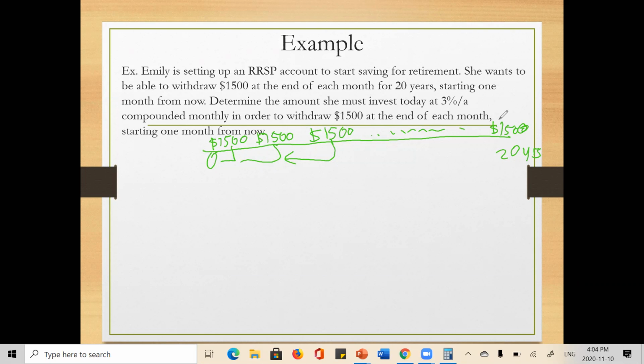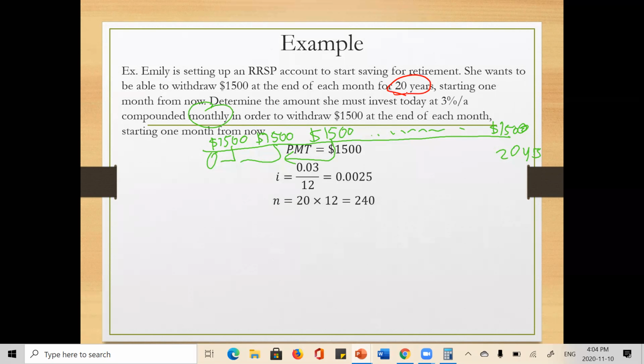While the regular payment is actually given to us, we are told that this person wants a regular payment of 1,500. So our PMT is 1,500. We know the interest rate is 3%, but we divide by 12 because it's compounded monthly, and that gives us 0.0025. Next, we are also told that we have 20 years to invest, and they make 12 deposits a year because it's monthly. So we simply take 20 times 12, which gives us 240.